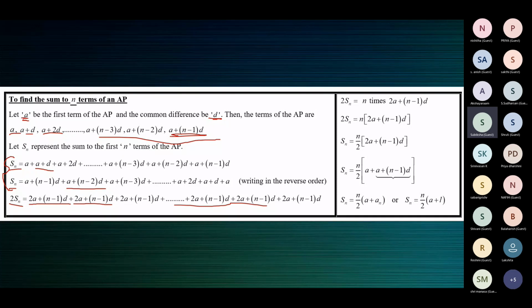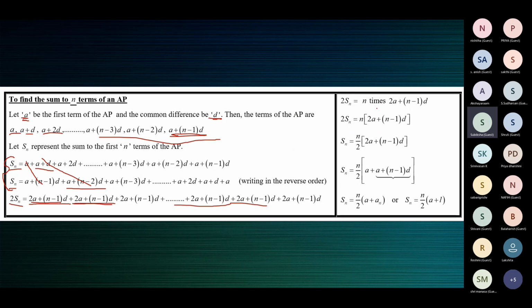So the token number of the last person in the queue will tell you how many persons are standing in the queue. Similarly, a plus n minus 1 into d is the nth term, like the 50th person, this is the nth person. So that means there are n terms in the AP. That is why 2a plus n minus 1 into d happens n times. That doesn't happen 2n times because these two together is 2a plus n minus 1 into d. These two together is 2a plus n minus 1 into d. So like that n times.